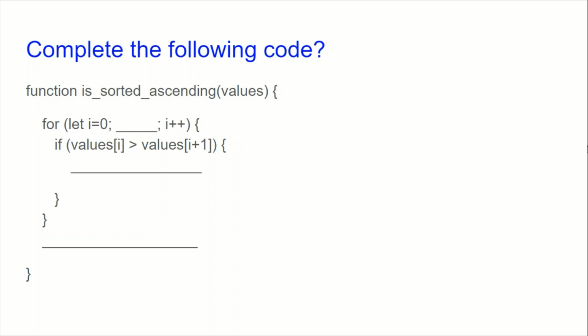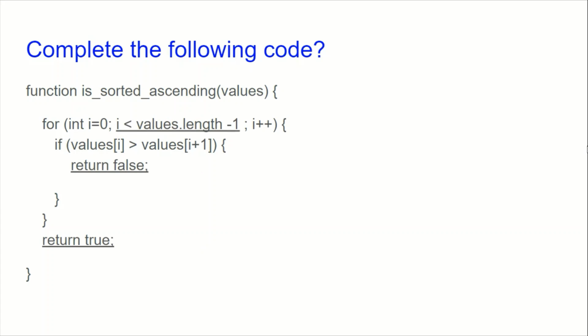Complete the following code. So this function will check whether this array is sorted. So first we need to loop through all the pairs. So we go from 0 to array length minus 2. So in the middle, the condition should be i less than values.length minus 1. And then we compare the pairs. If one pair is not sorted, that means values[i] greater than values[i+1], we return false. If there's no such unordered pair, at the very end, we return true. So this is the final answer.